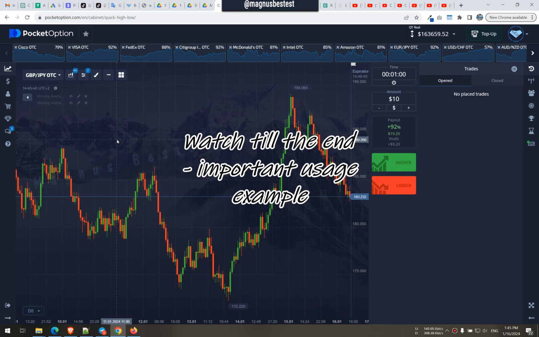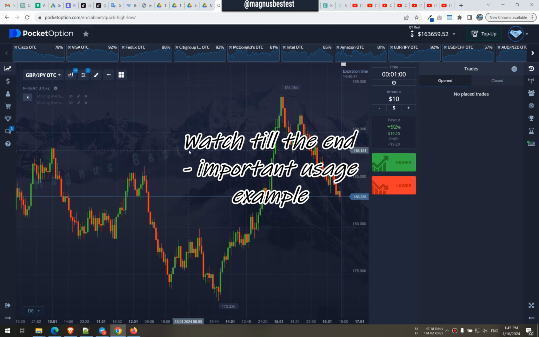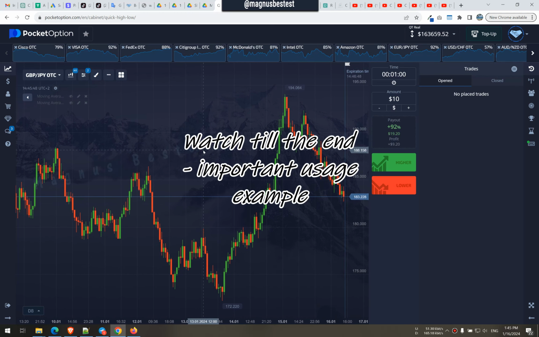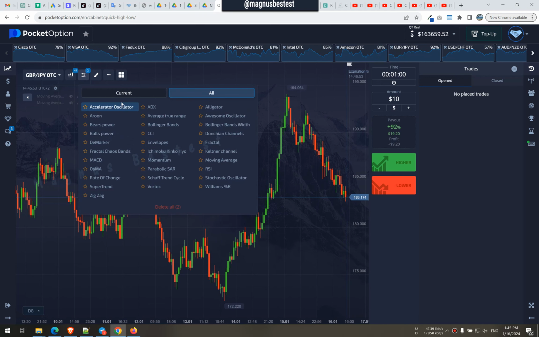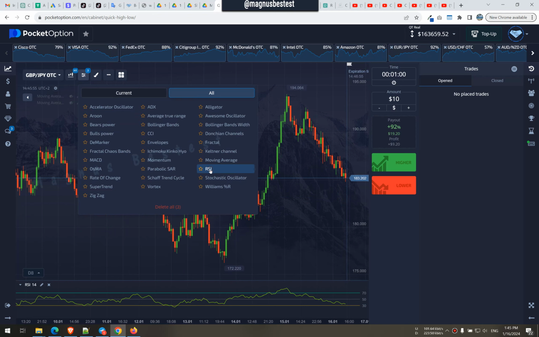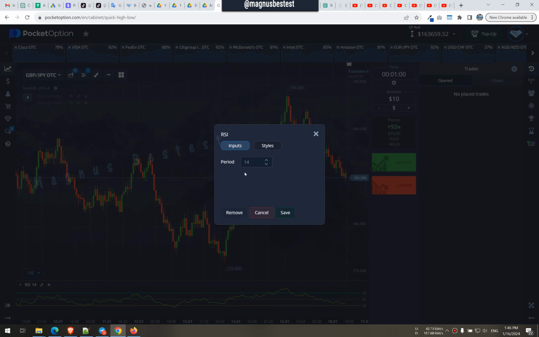Hey guys, so today I'm gonna explain RSI and how to use it, how it works, and everything about it, but very quickly and efficiently. Don't worry, guys. So let's just put it right on the chart. RSI, we have it here, and basically the defaults are the period of 14.